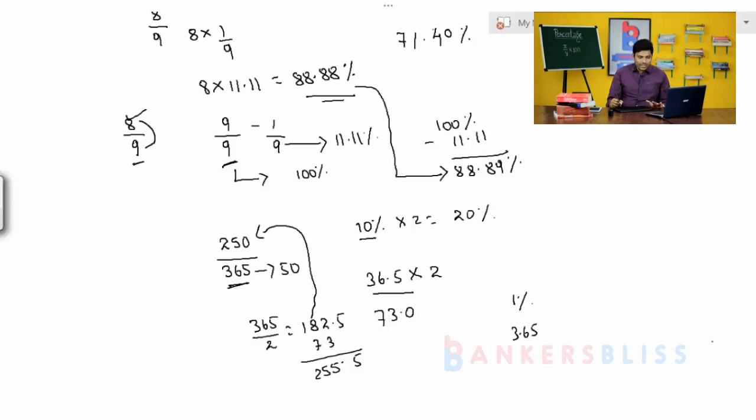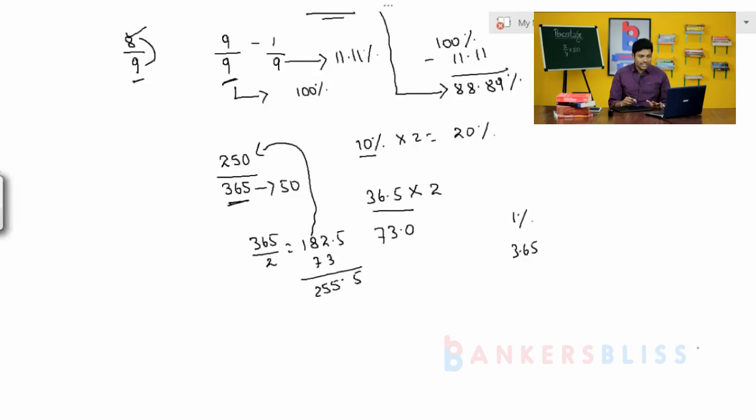You may take one more example. See here, 274 by 379. How to calculate? Very difficult. You take 50% for this denominator. 50% means half. You take 50% of 379, that is 1 by 2. So 379 by 2 is 189.5 you got.